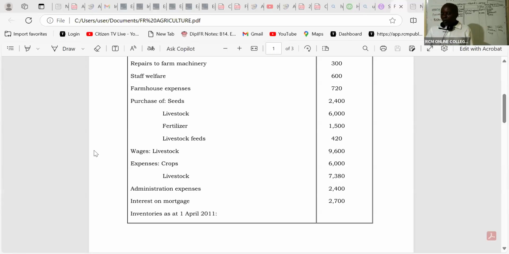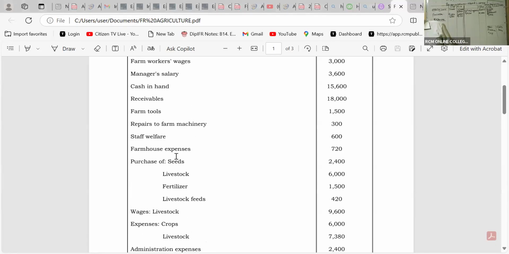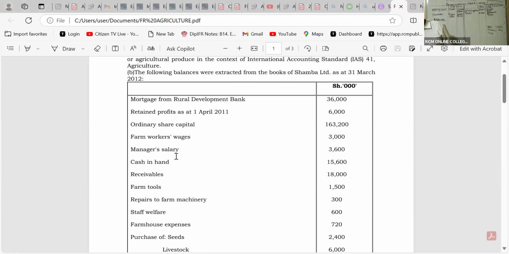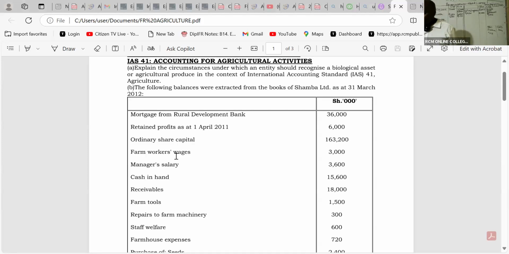The very best way that I normally tell my students to know which expenses are very specific is to simply run through your trial balance first. For example, these farm workers' wages, you see 3,000, given for all the biological assets. So this 3,000, you can't book it here. Manager's salary, we are given manager's salary, which is 3,600.